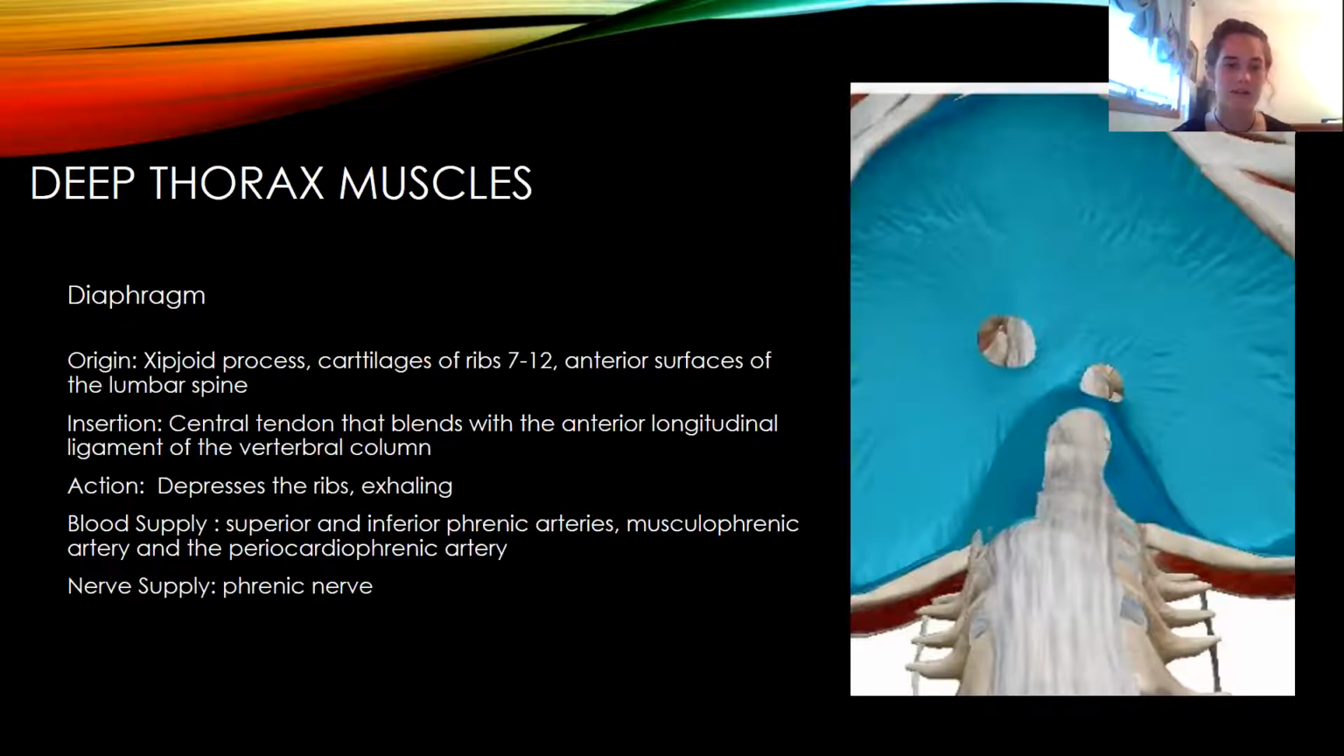So the origin for this is the xiphoid process, and the cartilages of ribs 7 through 12, and the anterior surfaces of the lumbar spine. The insertion for this is the central tendon that blends with the anterior longitudinal ligament of the vertebral column. The action is that it depresses the ribs, so it is also responsible for the exhaling motion process. And then the blood supply for this is the superior and inferior phrenic arteries, musculophrenic artery, and the pericardiophrenic artery. The nerve supply is the phrenic nerve.